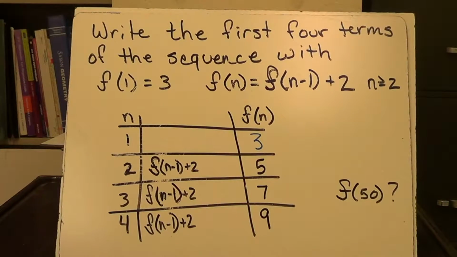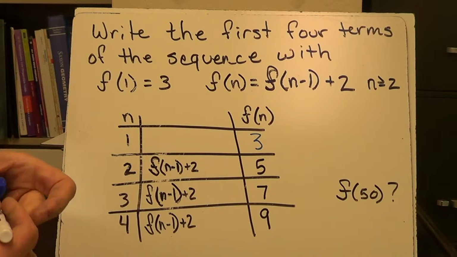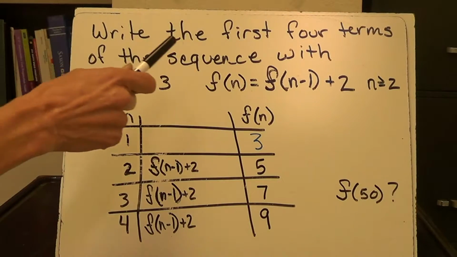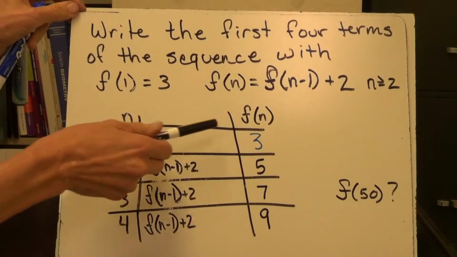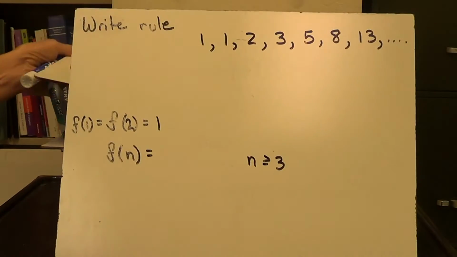So that's not a bad formula when you're in a table like this, but what about if I ask what's f of 50? Do you really want to have to go clear down to 49 to find 50? I'd guess not, probably. So we'll talk about how we can convert those, but that is a recursive formula because you have to rely on the previous term. Write that in your notes.